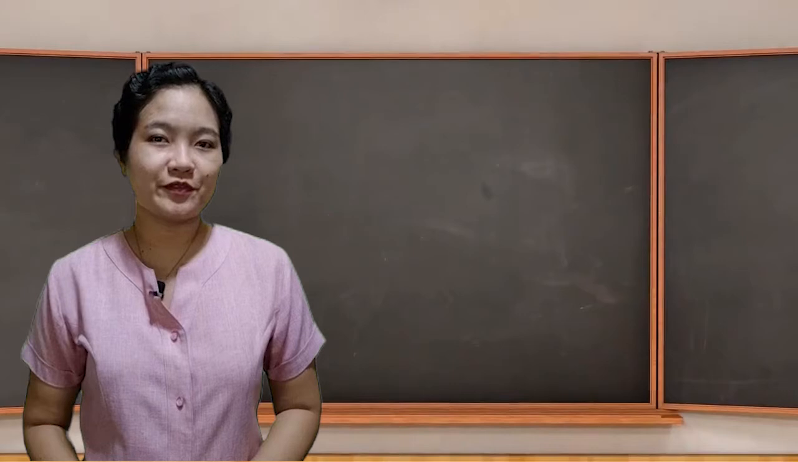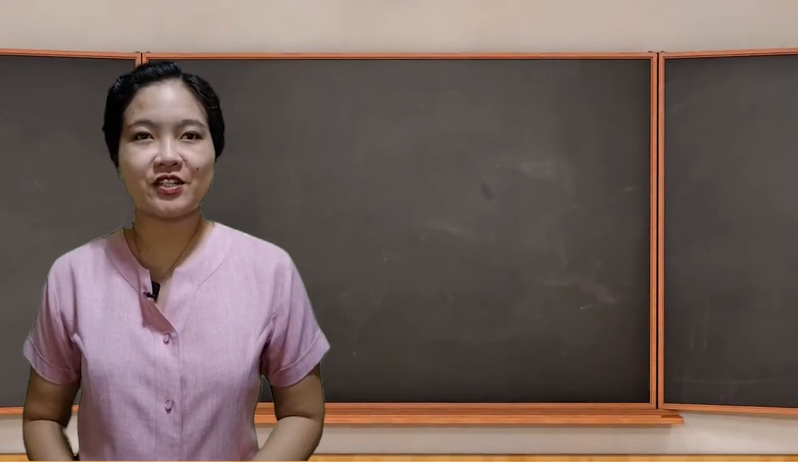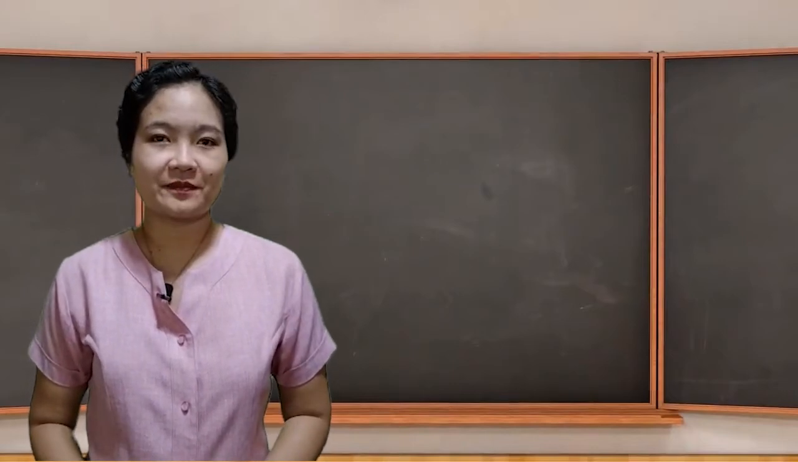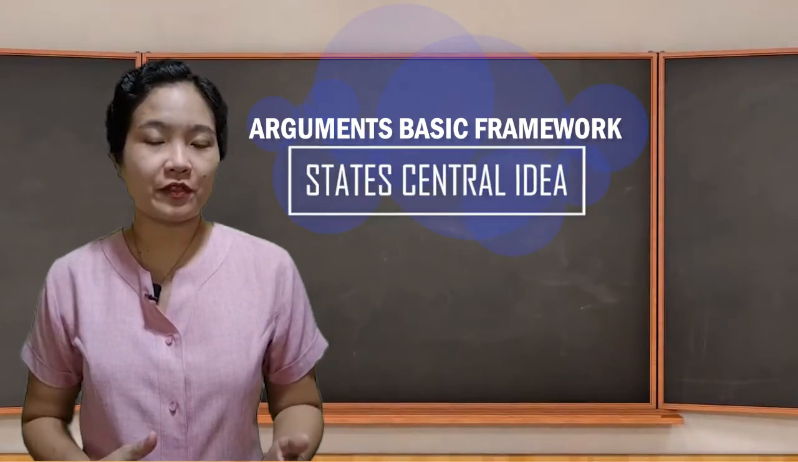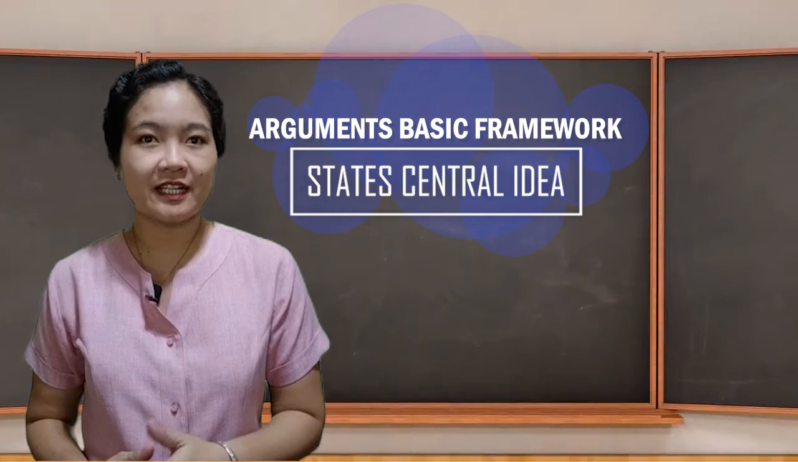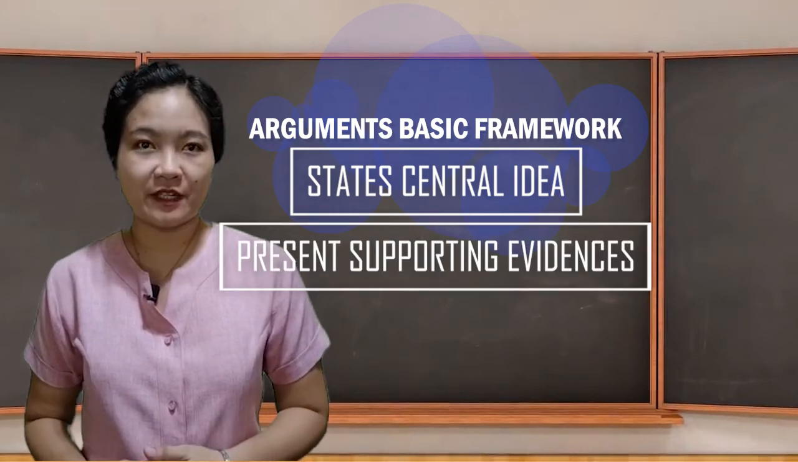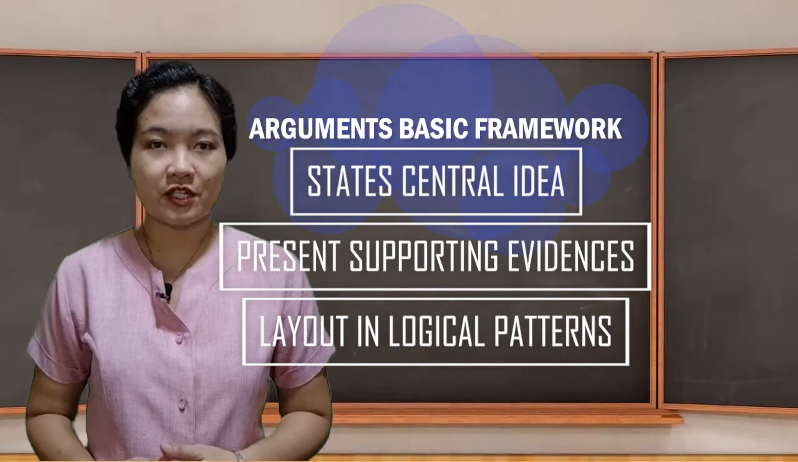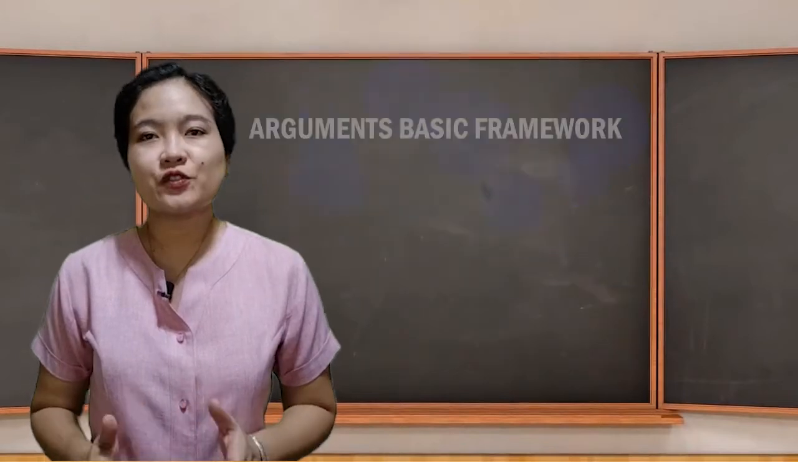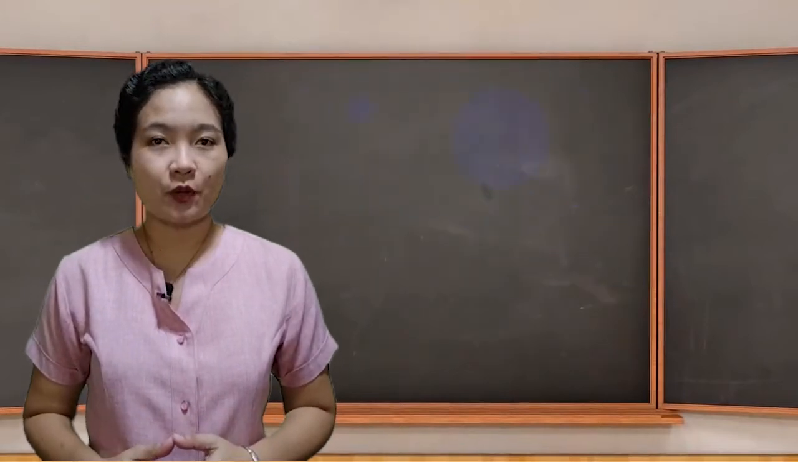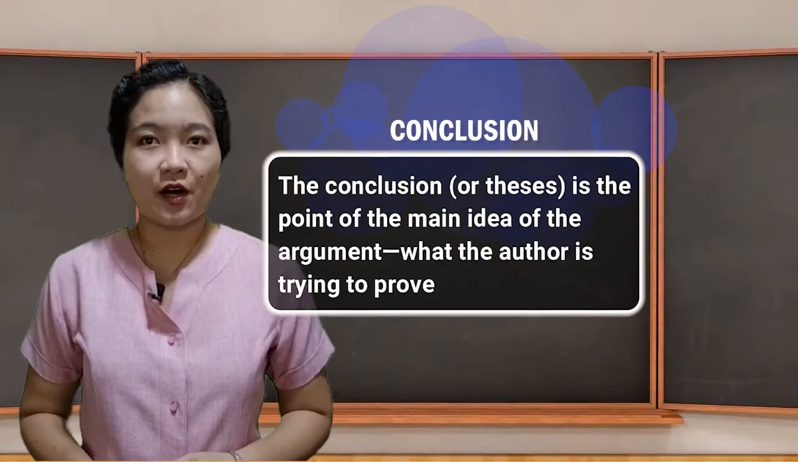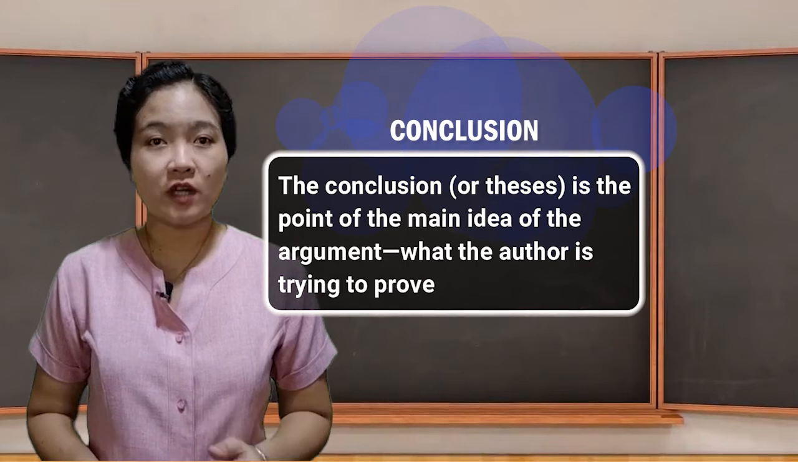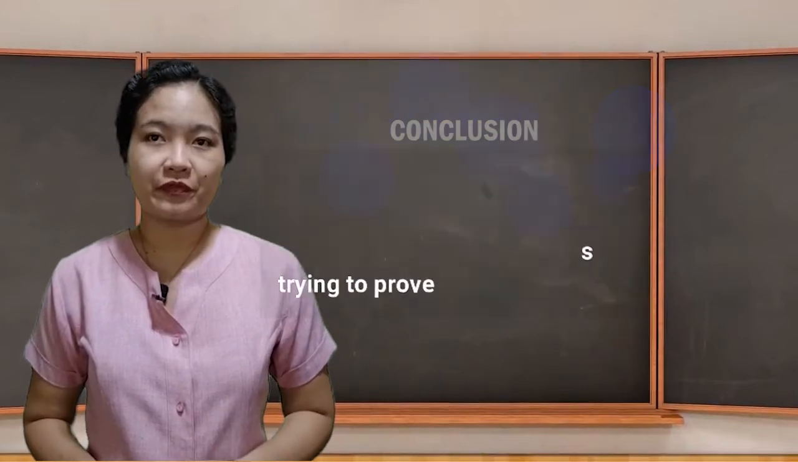Let us now move on with the key structural elements of an argument. All arguments have the same basic framework. The author states some central idea and then presents supporting evidence, laying it out in a logical pattern. The central point of an argument is called the conclusion. It is the point of the main idea of the argument. This is what the author is trying to prove.